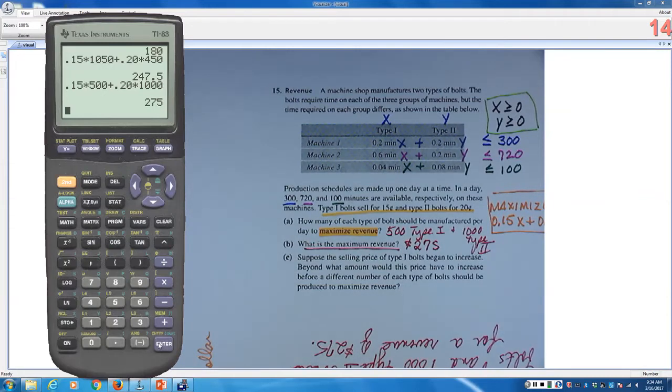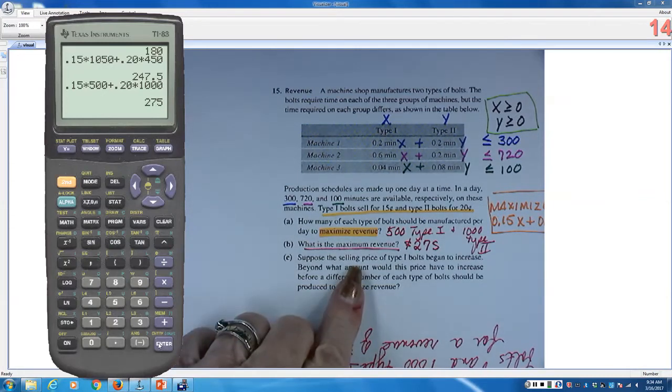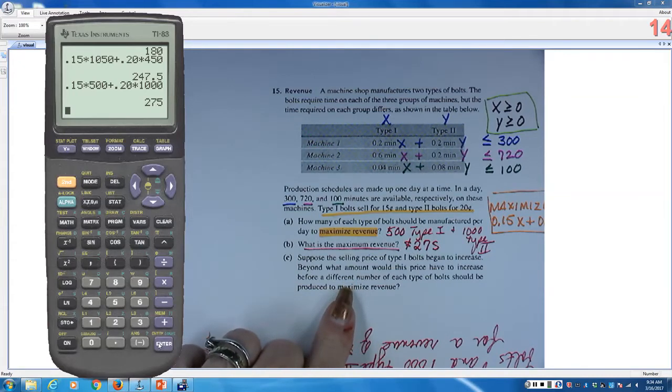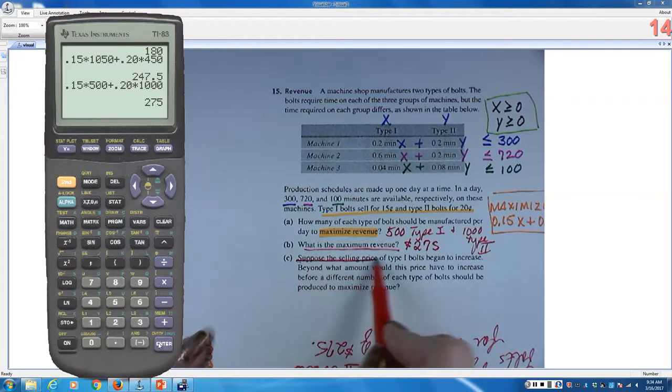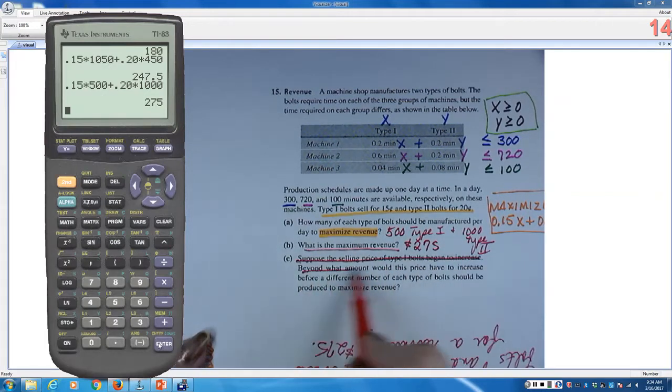And then it says, suppose that the selling price of type 1 began to increase. Beyond what amount would this price have to increase before a different number of each type of bolts should be produced to maximize revenue? We can work that out, but I'm not going to ask you a question like that, because honestly, working it out using the methods that we have in chapter 3 is long and tedious and difficult.